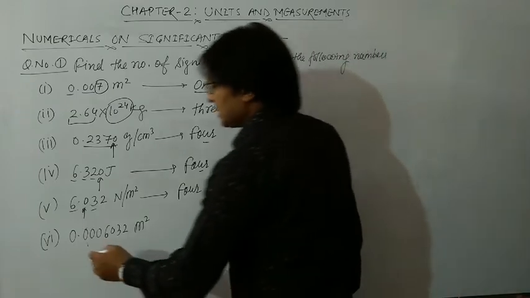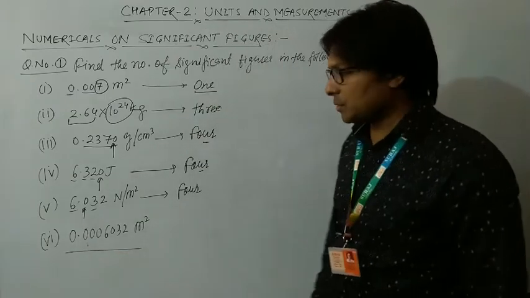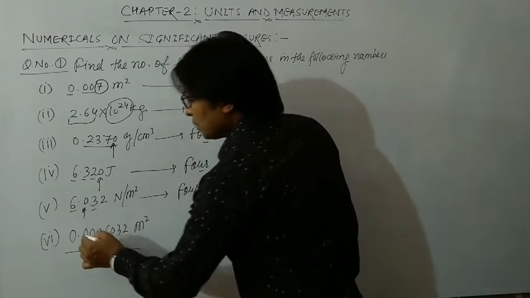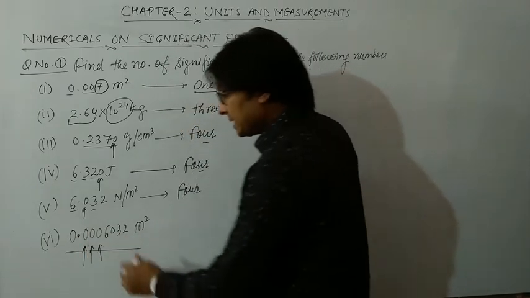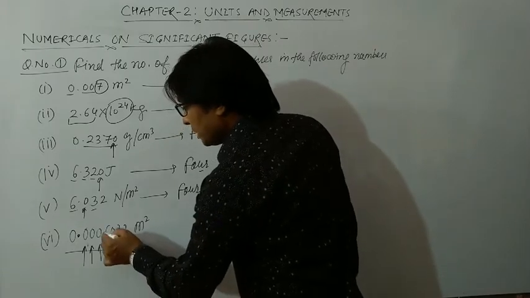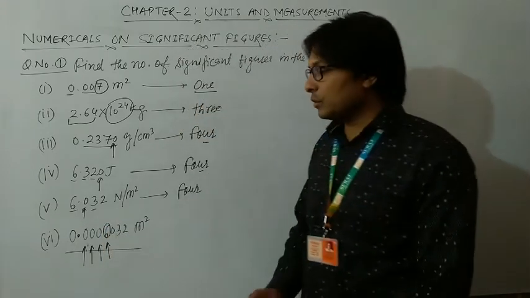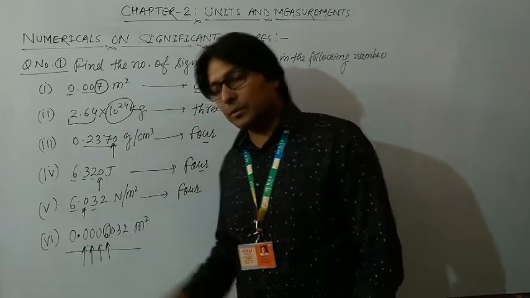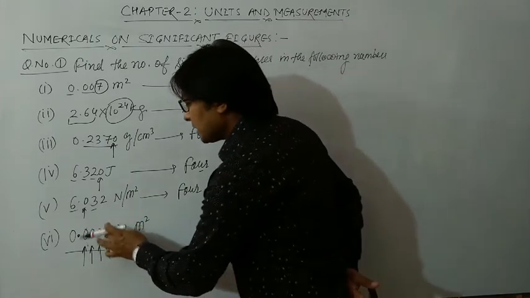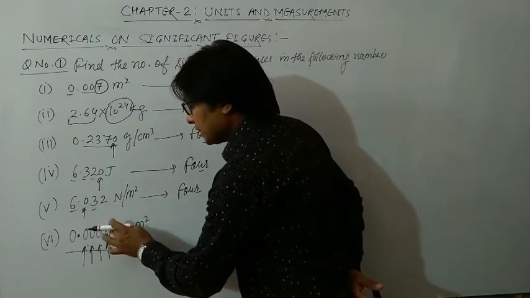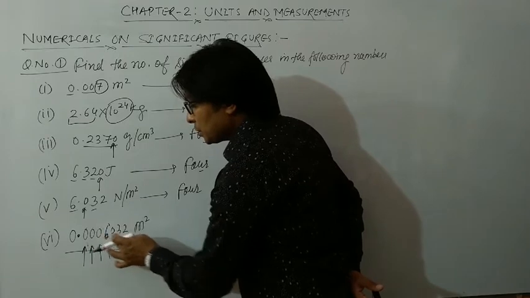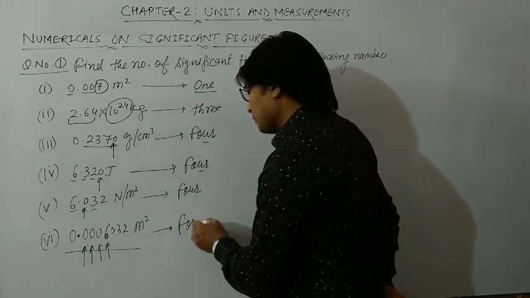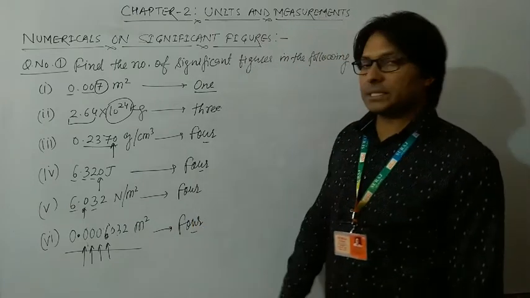And last, coming on to the 6th part of this question, these zeros are basically to the right of this decimal point, and to the left of the very first non-zero digit. Therefore these three zeros will not be significant. So the only significant figures are 6, 0, because this is in between two non-zero digits, and 3 and 2. So the answer will be 4 significant digits here also.